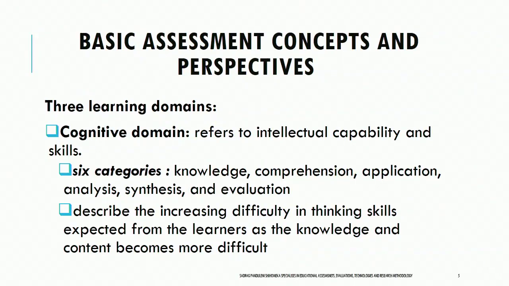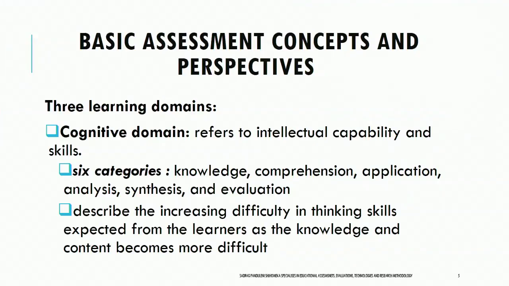On top of that, I would like you to pay attention to the three learning domains as they are highlighted in Bloom's taxonomy of objectives. The first domain that you need to know and understand, and look at the categories of it, is what we call the cognitive domain. The cognitive domain refers to intellectual capability and skills of an individual. And these can be assessed by looking at categories such as knowledge, comprehension, application, analysis, synthesis, and evaluation, based on Bloom's taxonomy of objectives.